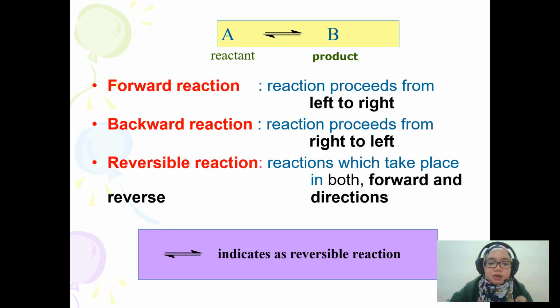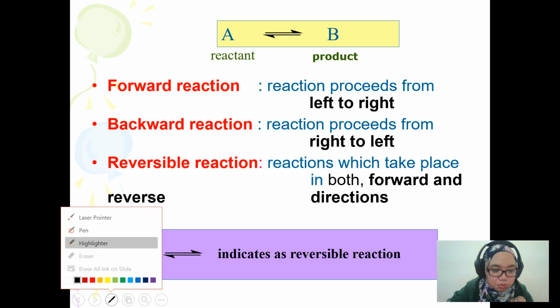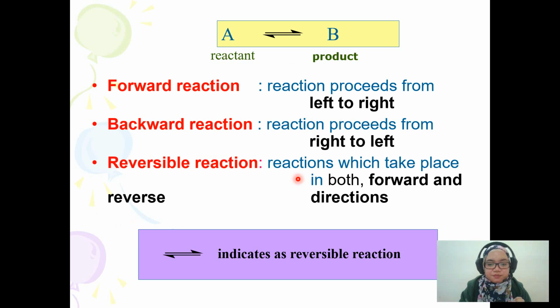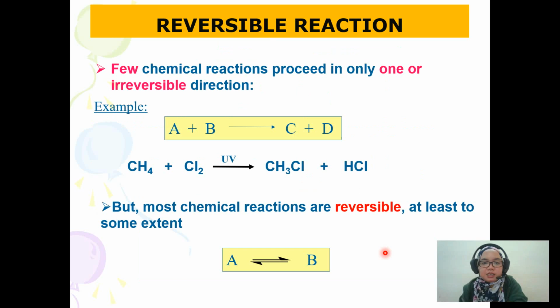Okay, so the arrow here indicates a reversible reaction. So for a non-reversible reaction like just now, there is only one arrow, just one arrow like this. However, for a reversible reaction, there is a half arrow from left to right and a half arrow from right to left. Okay.